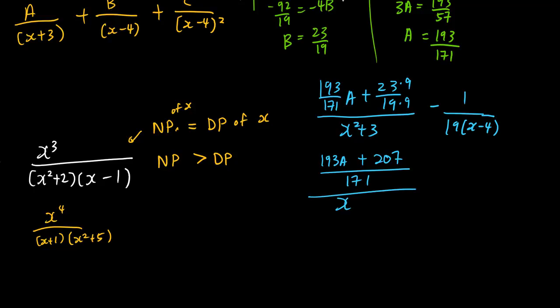And then over x squared plus 3. As what I said, this one is always multiplied like this, right? So I will just write the whole thing at the bottom. 171 bracket x squared plus 3, minus 1 over 19 x minus 4. Alright, this is how to simplify it.